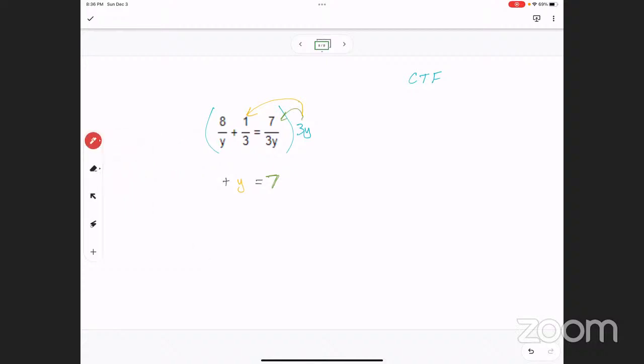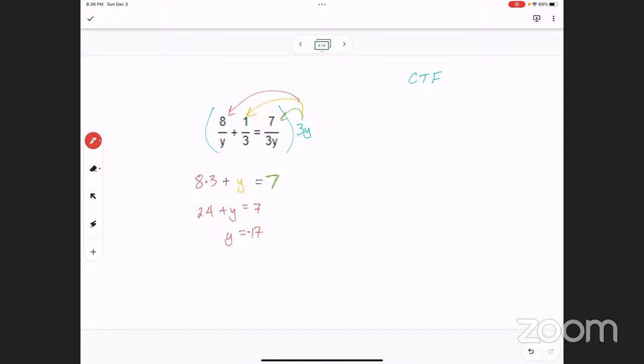And what would cancel out when you multiplied it there? The y. And so what would you be left with? 8y. 8 times 3. Nope, because the y's canceled, right? You just said the y's canceled. Oh, yeah. So it'd be 8 times 3. Okay. Got it. So 24 plus y equals 7, which means y equals, subtract 7 from both sides, and you get negative 17.